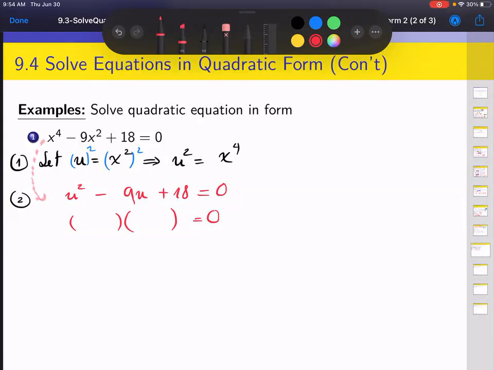Someone factor that for me. Yeah, it's u minus 3. So u, and then two numbers that multiply to 18. Yeah, you got it backward. So 6 and 3. And then you choose the sign. Minus, right? Because you want negative 9, positive 18.